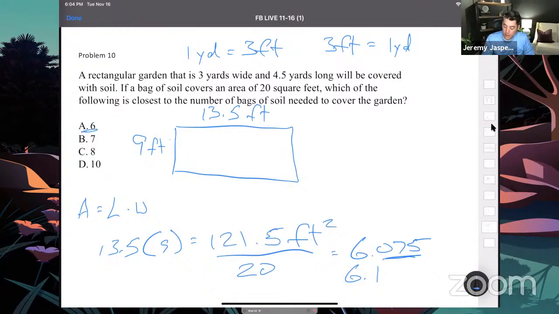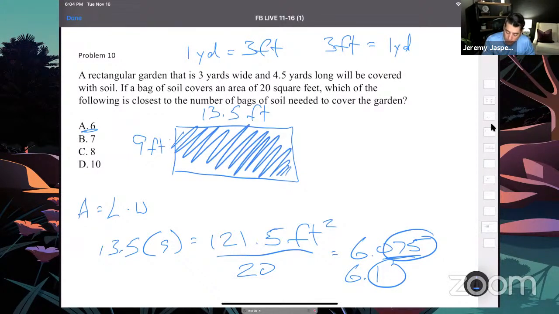Did you cover the entire garden? No, you didn't, because you've got this left over. It's just like saying I covered the entire thing except for this little piece right here. So technically, did you cover the whole garden?